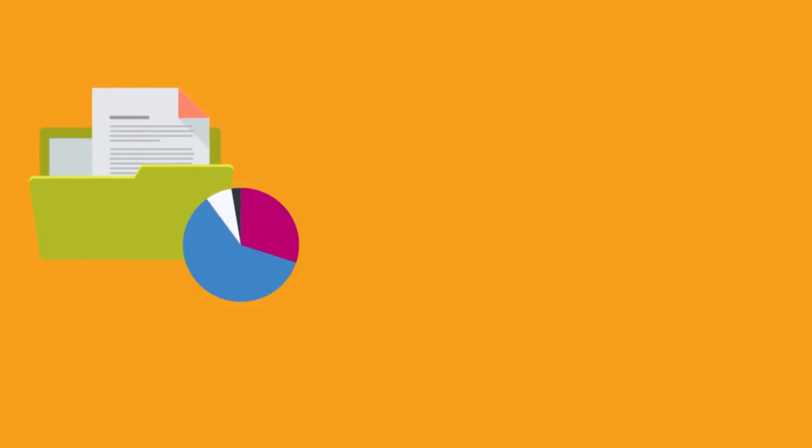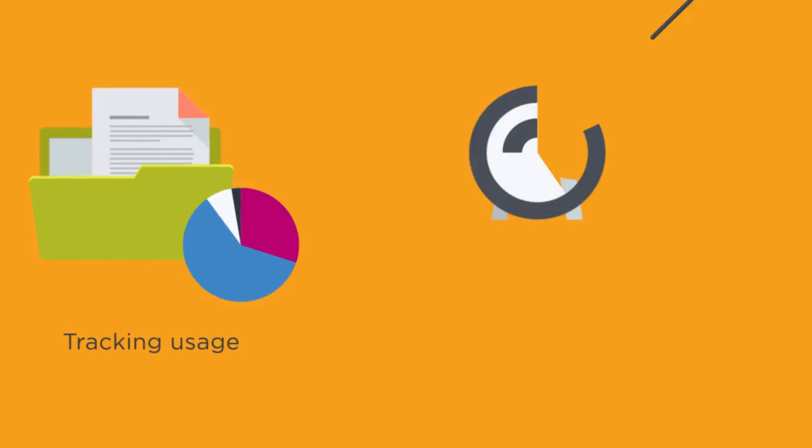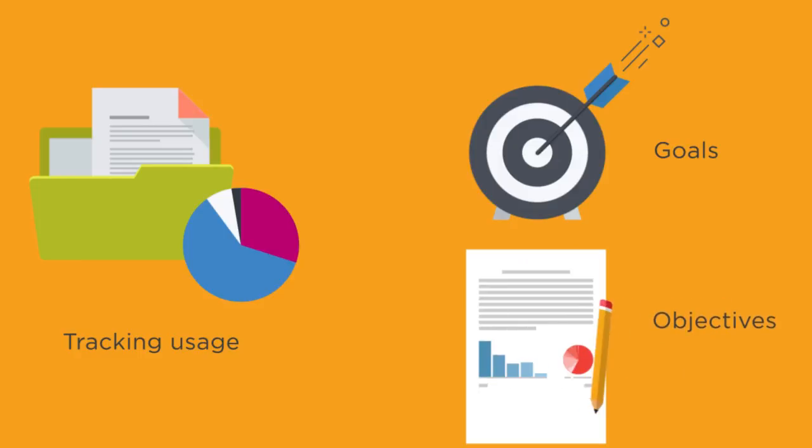Step 6. Monitor the usage of the asset. The marketing impact value of the asset is measured by tracking its usage against the original goals and objectives.